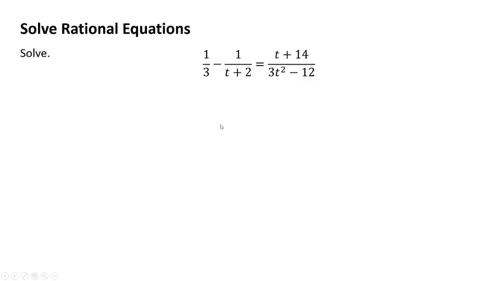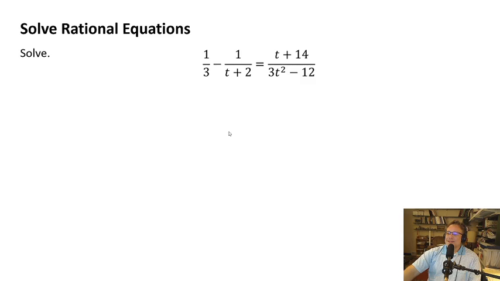Okay, so here's just another example. It's going to be a little bit more complex. We're going to get 2 solutions out of this instead of 1. And so let's go through the process of doing this. What is our least common multiple of all 3 of these denominators? Well, probably the most complex one is this one.